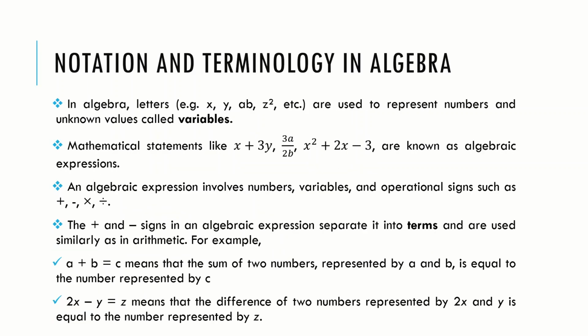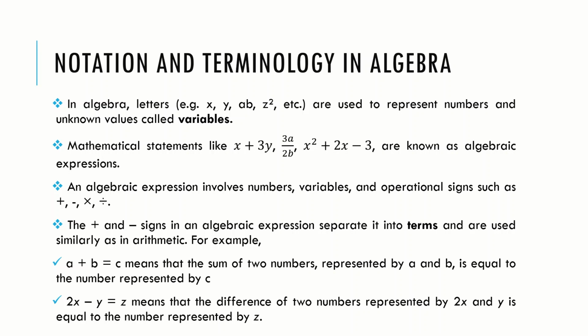So first, what are the notation and terminology in algebra? In algebra, letters, for example x, y, a, b, z squared, etc., are used to represent numbers and unknown values called variables. Mathematical statements like x plus 3y, 3a out of 2b, x squared plus 2x minus 3 are known as algebraic expressions.